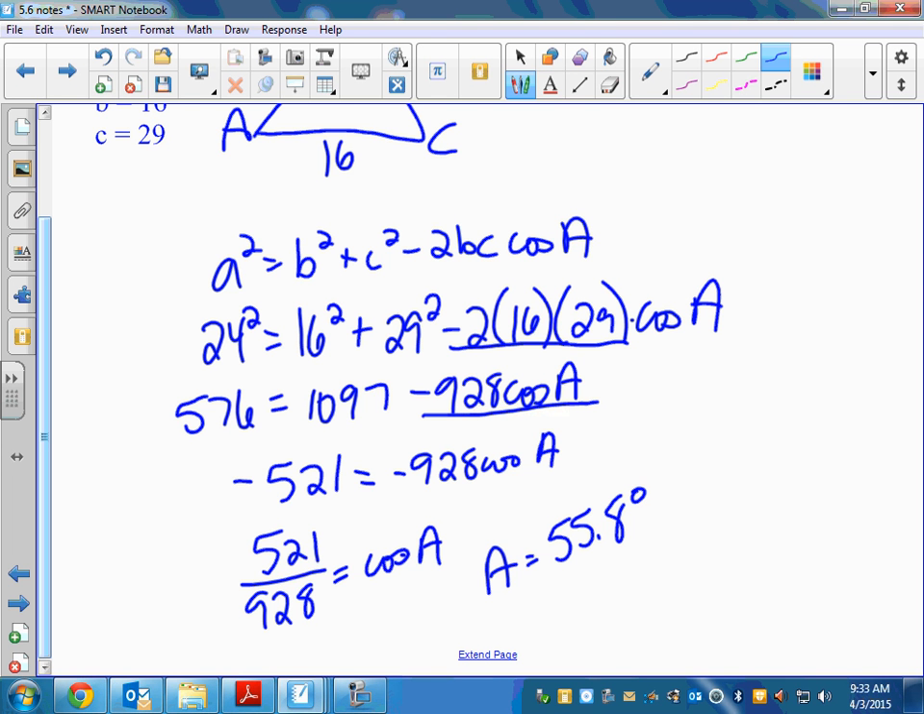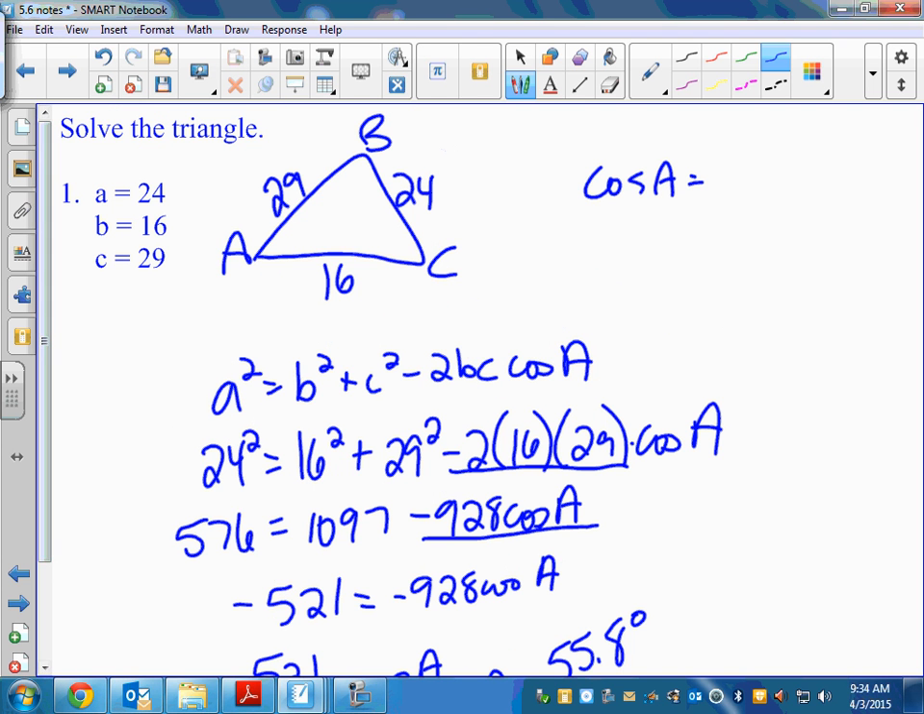So here's a couple nice things. One, this is not angle side side. It's side side side, which means you don't have to worry about should there be a second triangle, because for side side side there's only one triangle. So that's nice. So we got that angle A was 55.8 degrees.